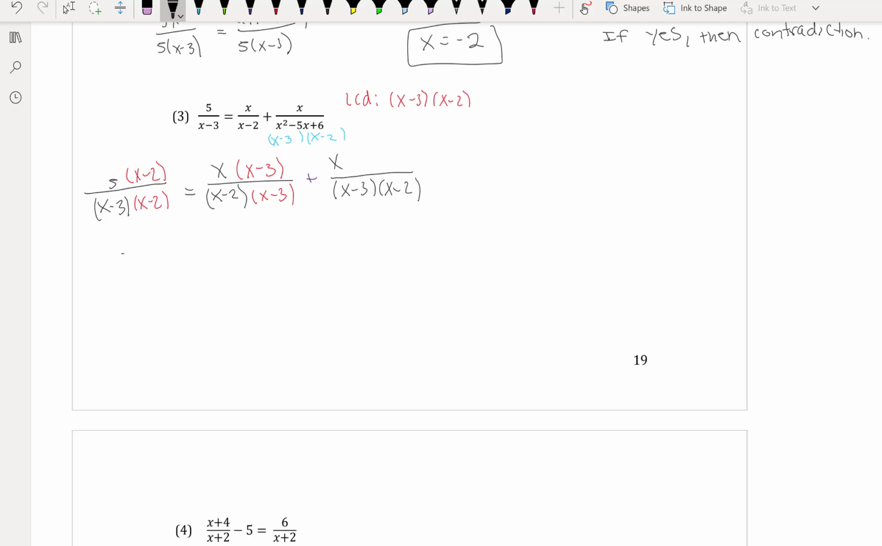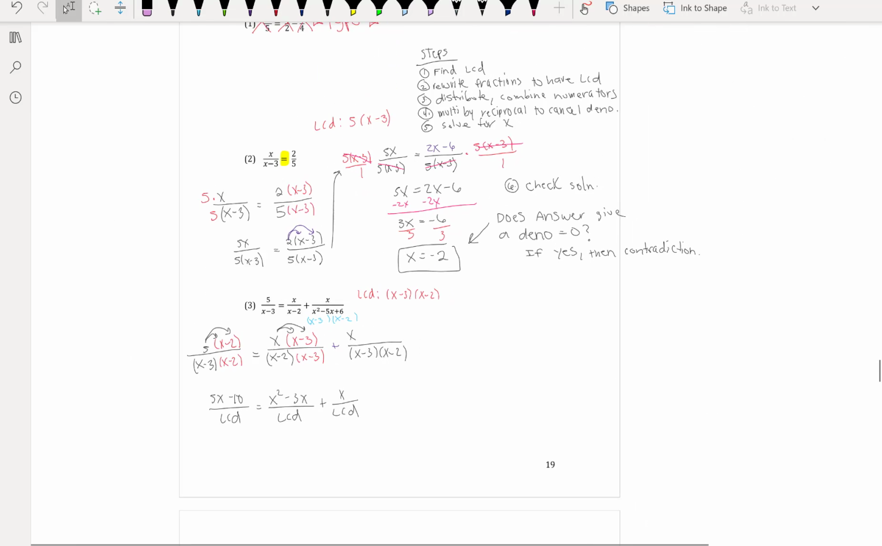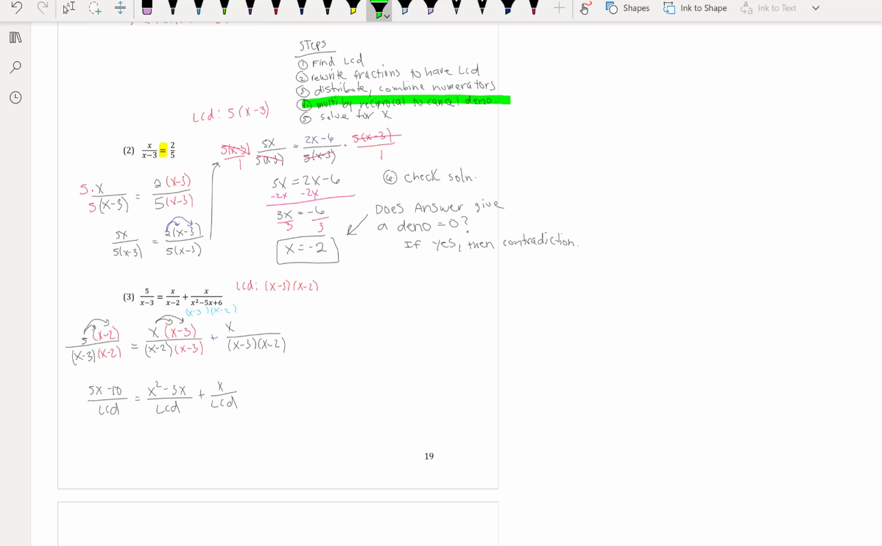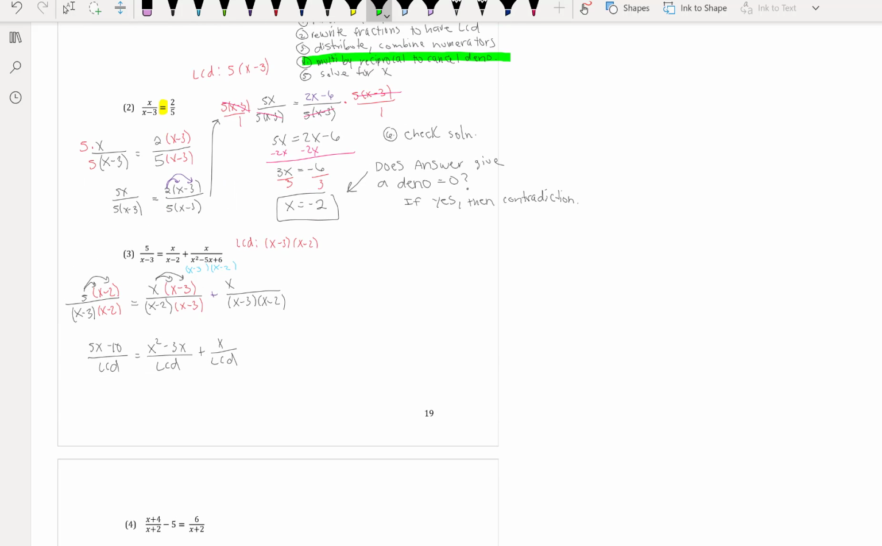So now I have this 5x minus 10, because I distributed the 5 inside the parentheses, over my LCD, is equal to x squared minus 3x, because I distributed the x inside the parentheses, all over my LCD, plus x over my LCD. So remember, in the previous step, if I multiply by the reciprocal, I cancel out the denominators. So the fact that I have the same denominators on all three means I can go ahead and drop them. It's going to cancel out.